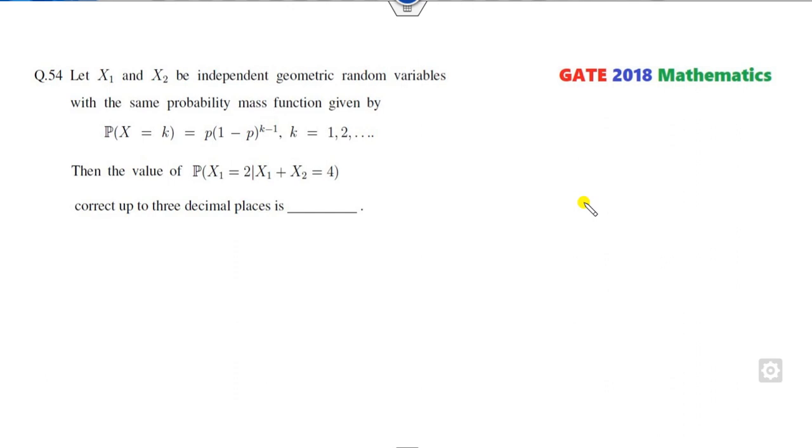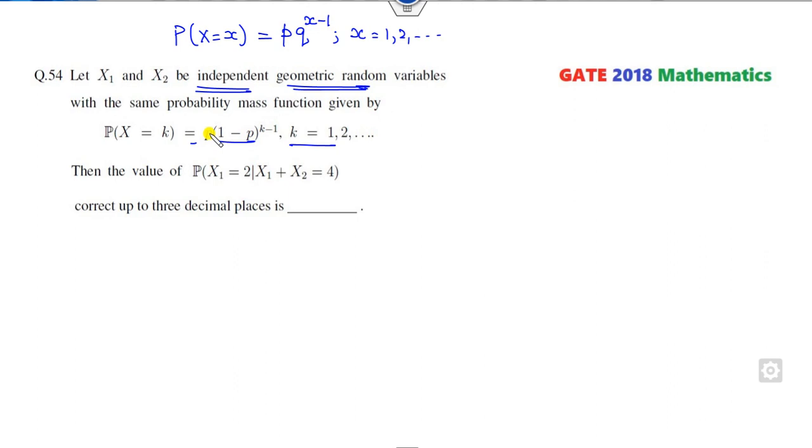Okay, look at another one. So X1 and X2, again they are independent and they are geometric. Remember, the geometric distribution is p q to the power x minus 1, where x is 1, 2 and so on. That's the same thing that is given to you.